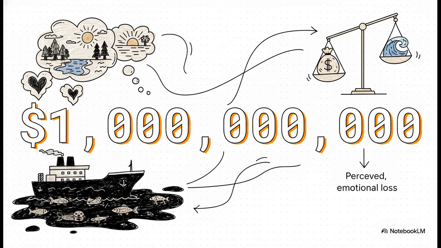And then, of course, we have to place a value on nature itself. Take the massive Exxon Valdez oil spill, for example. The courts didn't just look at the lost income of the local fishermen. They used a method called contingent valuation, actually surveying the public to account for the perceived emotional loss of that pristine natural environment. That single calculation resulted in a staggering $1 billion compensation figure, just for the environmental damage.